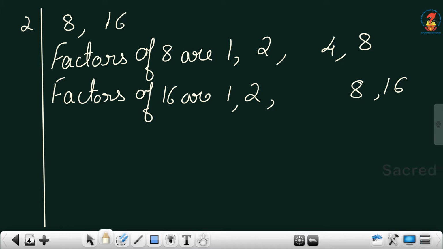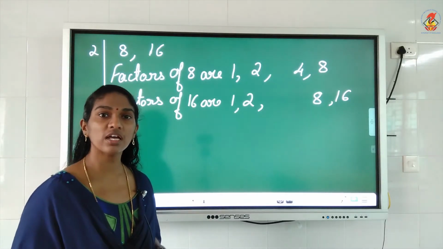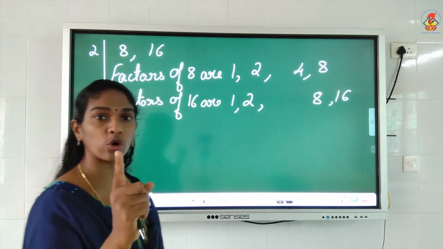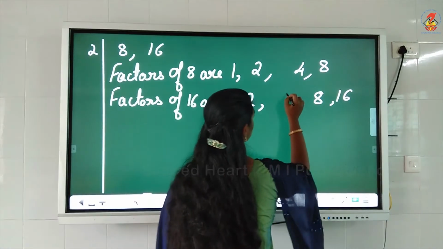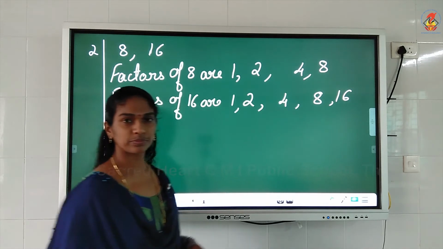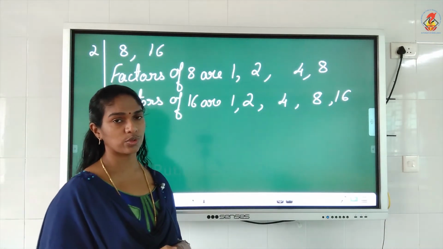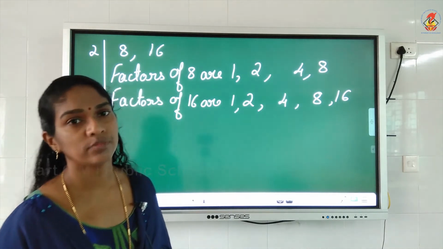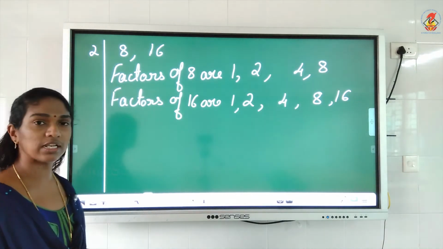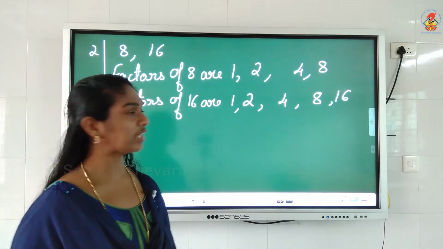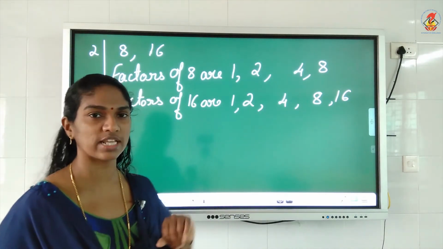Coming to 3 stable, do you have 16? No. Coming to 4 stable? Yes. 4 4s are 16. But I will write 4 only one time. So, 4. Coming to 5 stable, do you have 16? No. 6 stable? No. 7 stable? No. And then 8 stable, we have already found out, so it's a repetition.